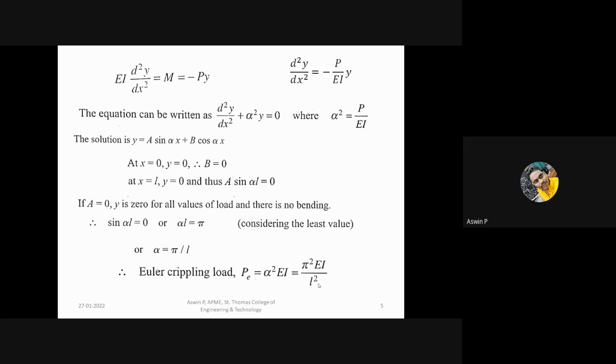Please write down. Apply boundary condition. So after that, what are they? Please write down.